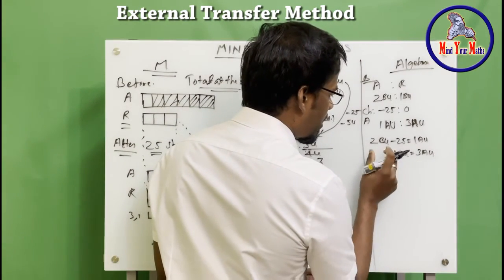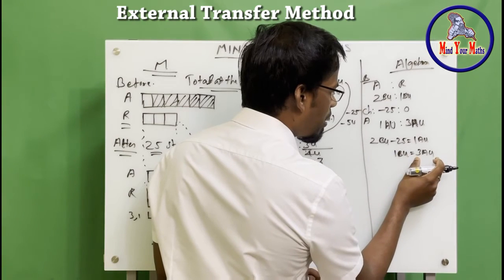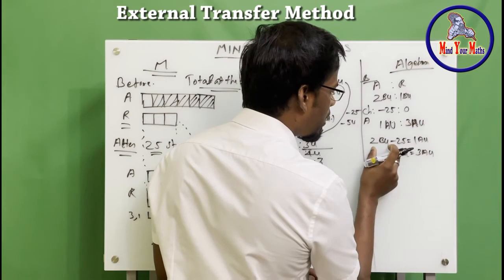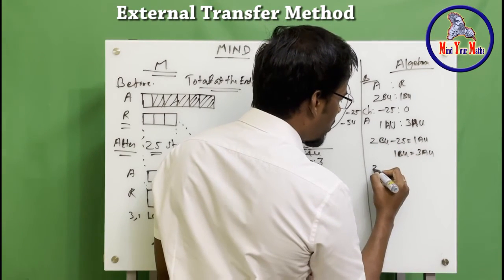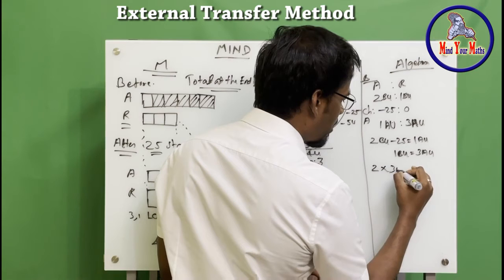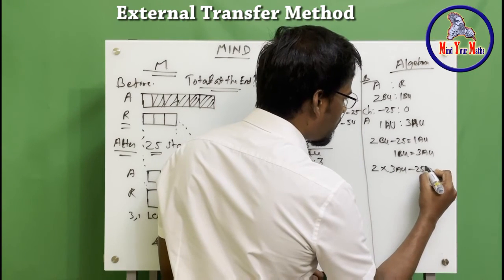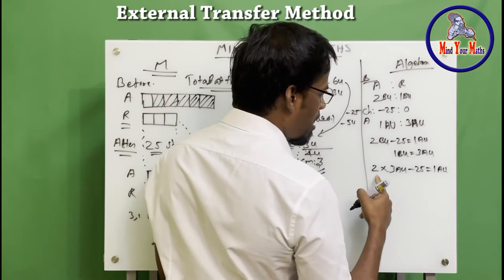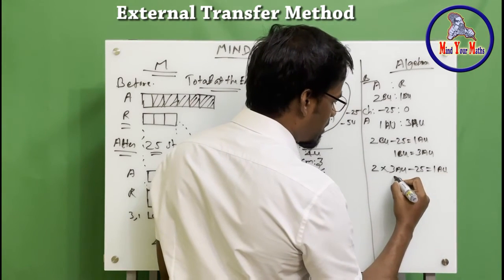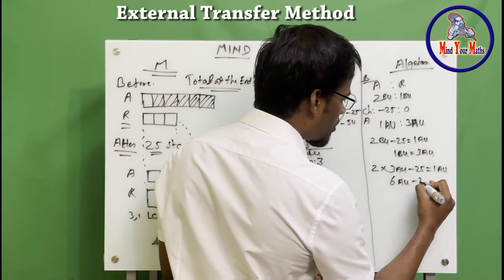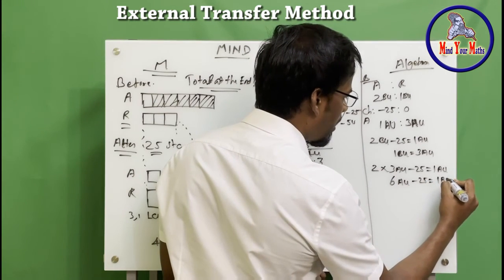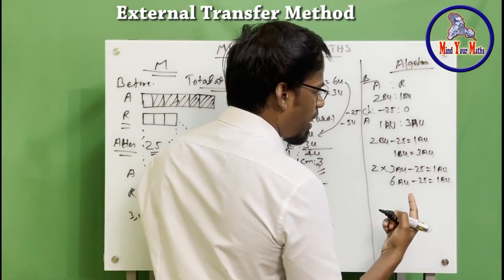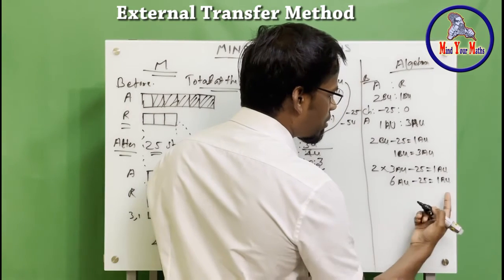Okay, so let's do that. Let's substitute here 2 BU. So 1 BU is 3 AU, so for 2 BU, we can substitute 2 times 3 AU here. 2 times 3 AU minus 25 equals 1 AU, right? Now 2 times 3 is 6 AU minus 25 equals 1 AU. Okay, so now let's find what is 1 AU by moving the values across.